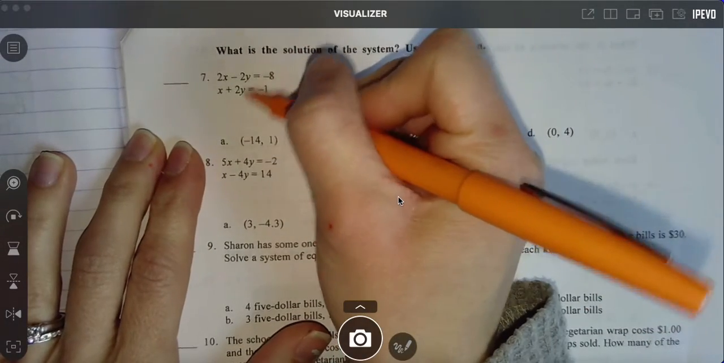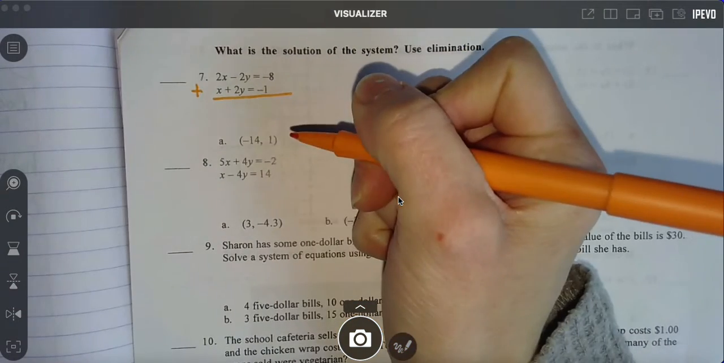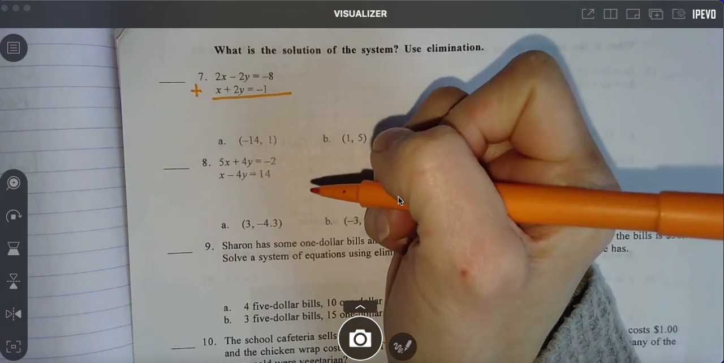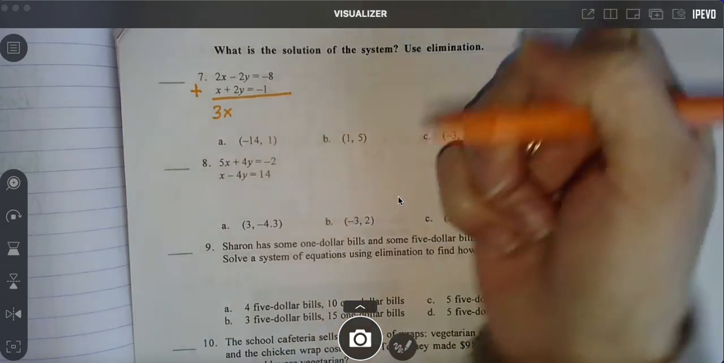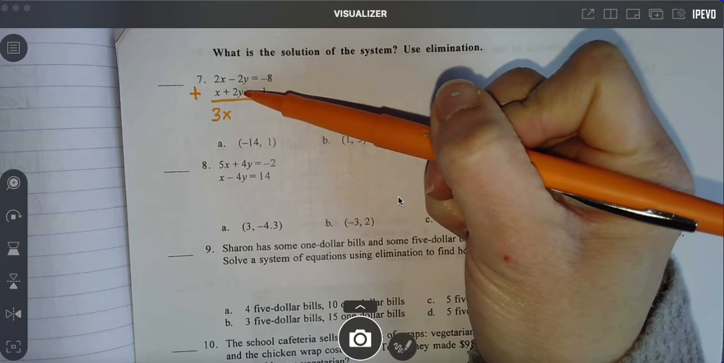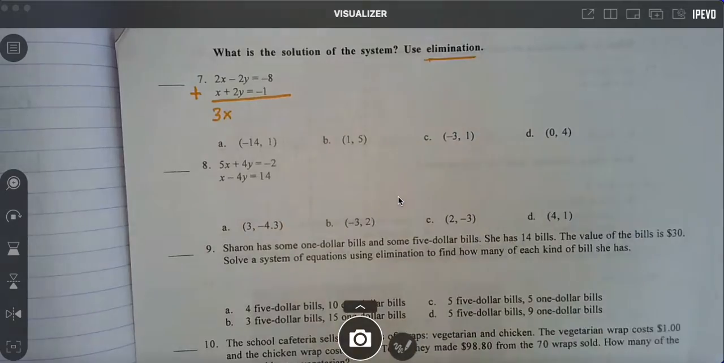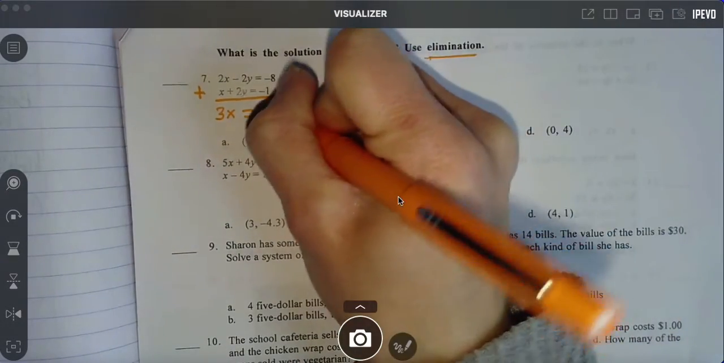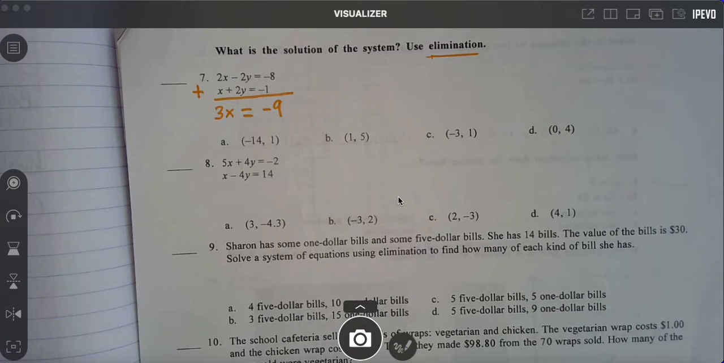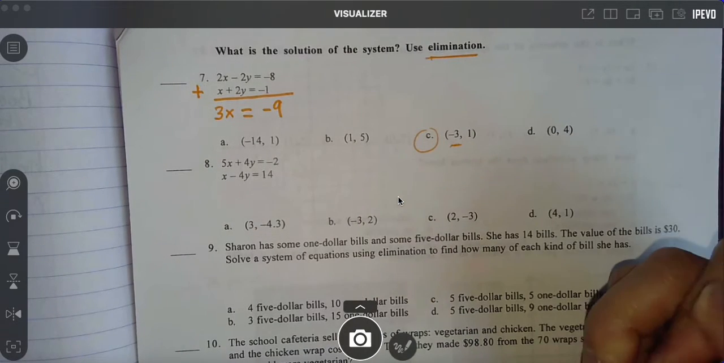Since the y's match and they have different signs, I will add. Remember, same sign, subtract. So what is 2x plus 1x? 3x. And the whole point of this is to eliminate something. What is negative 2y plus 2y? 0. We eliminate it. What word does that say right there? Elimination. Okay. And then what's negative 8 plus negative 1? Okay, so then if I divide, I get that x is negative 3. Do I see my answer? No. There's where my x is negative 3.